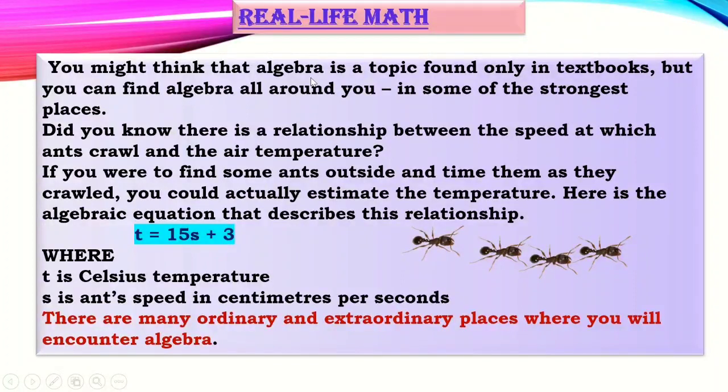As we know, we always think that algebra is a topic found in textbooks only, and we always do the questions only. As I told you in the previous video also, we use algebra in making formulae. But here you can find something interesting. There is a relationship between the speed at which ants crawl and the air temperature. How can we find the air temperature if we know the speed of the ants? This is the equation we can use.